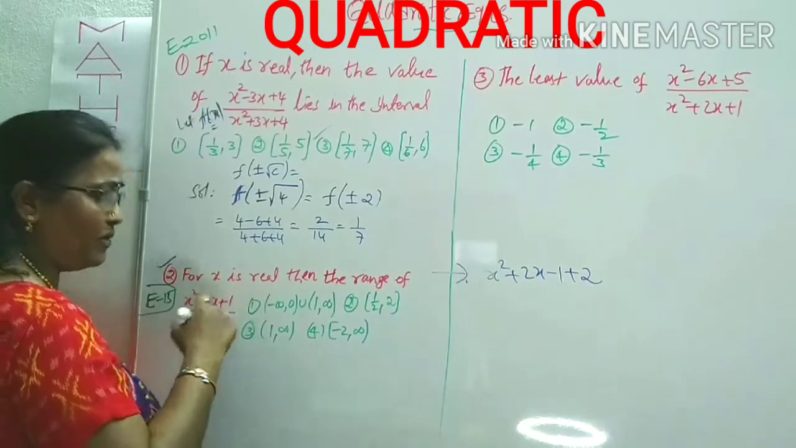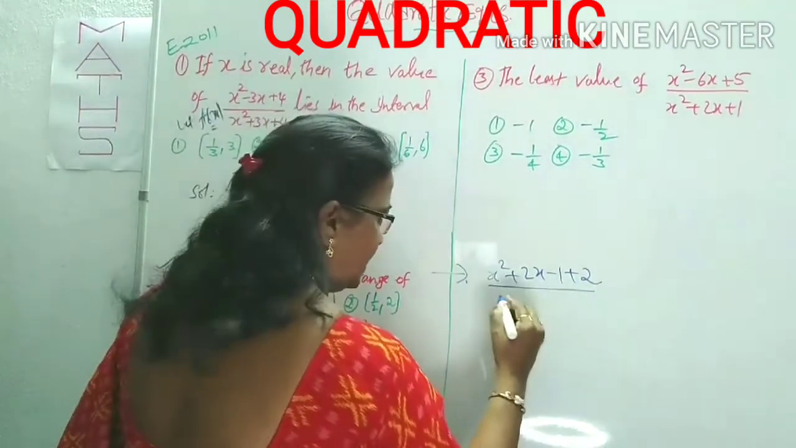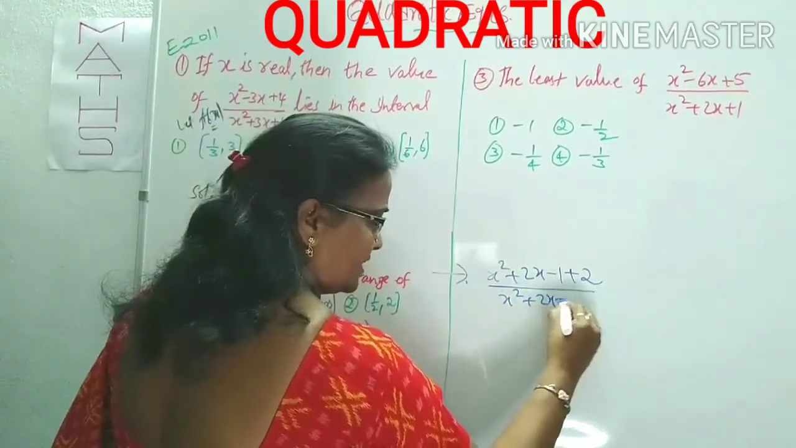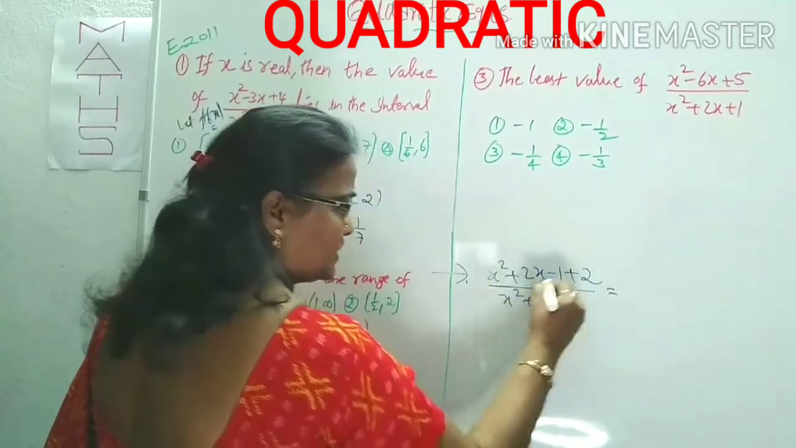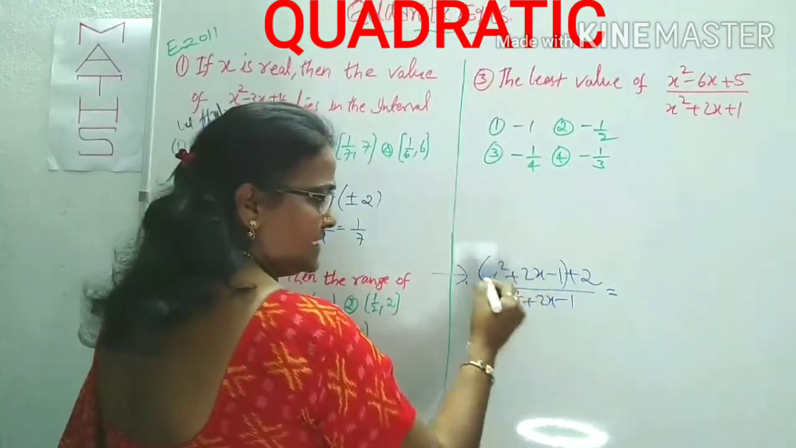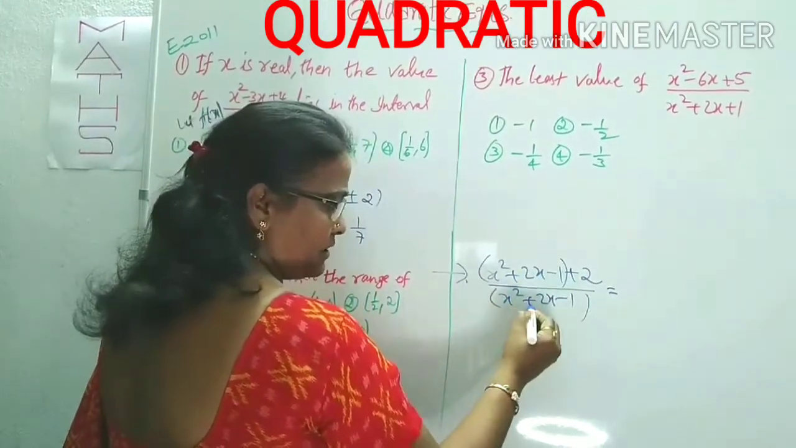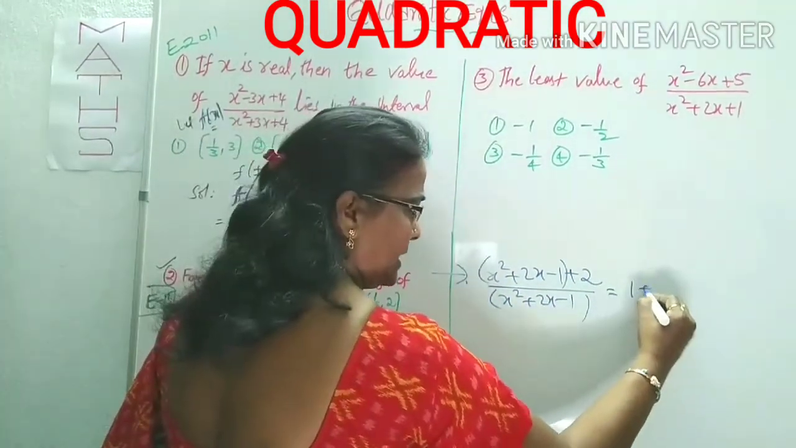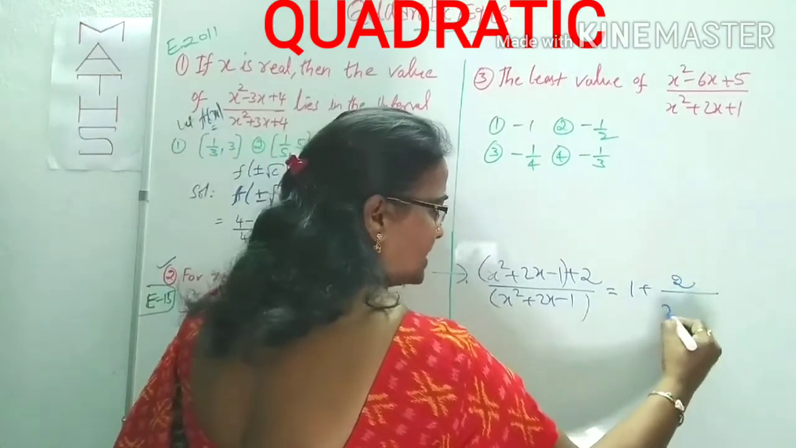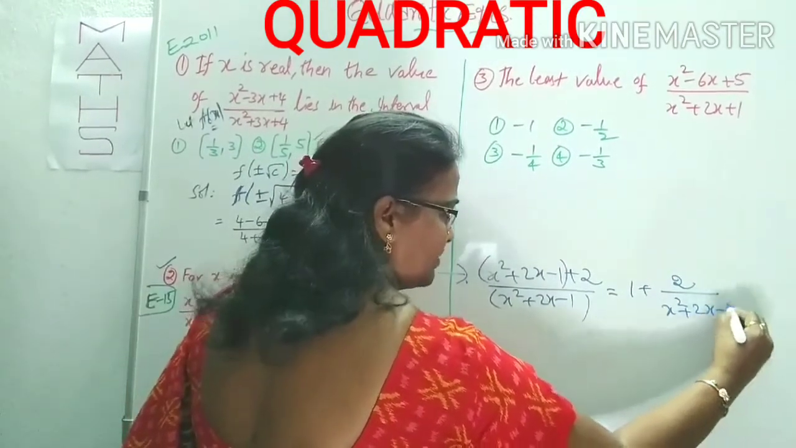We can reduce this form, divided by x square plus 2x minus 1 as it is. Now make the separation of these two. By separation of this term, what happened? x square plus 2x minus 1 and x square plus 2x minus 1 get cancelled. It is 1 plus 2 by x square minus 2x minus 1 you can get.